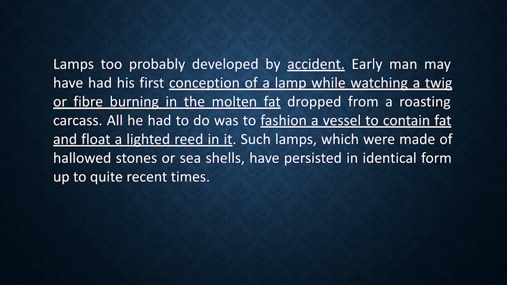Early man may have had his first conception of a lamp while watching a twig or fiber burning in the molten fat dropped from a roasting carcass. All he had to do was to fashion a vessel to contain fat and float a lighted reed in it. How he developed the lamp: you may find the question later, so underline it.